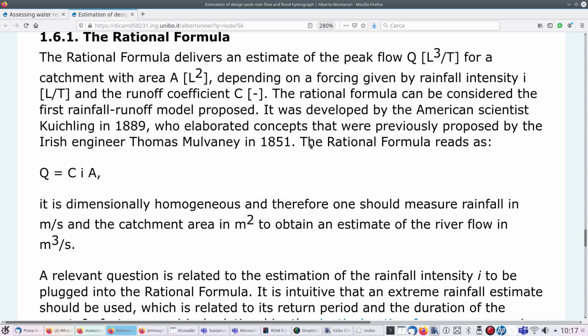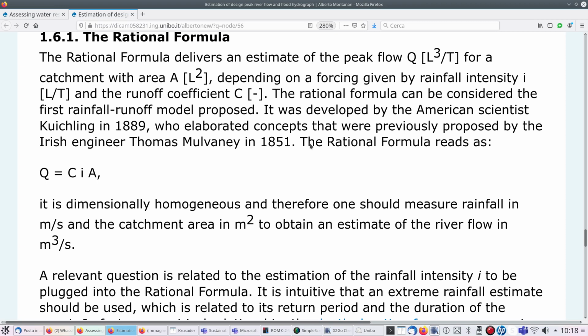please read these few lines and keep in mind the structure of the rational formula. I may ask it at the exam. It gives an estimate of the peak flow Q for a catchment area A, depending on a forcing given by rainfall intensity I and a coefficient, which is called runoff coefficient, which we indicate here with the symbol C. It is also called, in order to better remember it, the CIA formula.